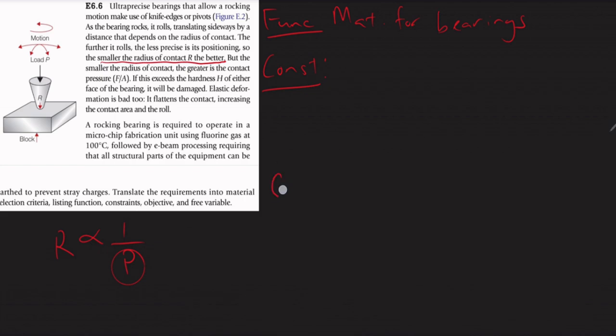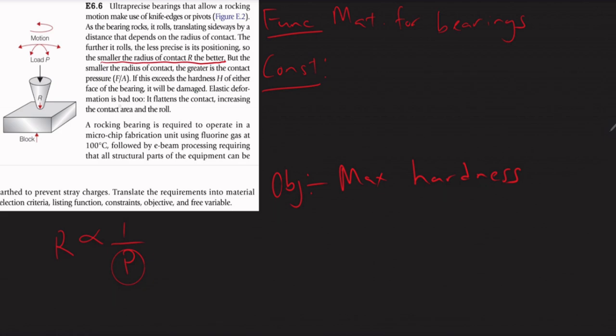So let's just write the objective first. Objective: you're trying to increase, or let's say maximize, because increase is not the right word. Maximize hardness. That's our objective in this particular question. We saw that if the pressure exceeds the hardness H of either face of the bearing, it will be damaged. That's why we are trying to increase the hardness as high as possible.